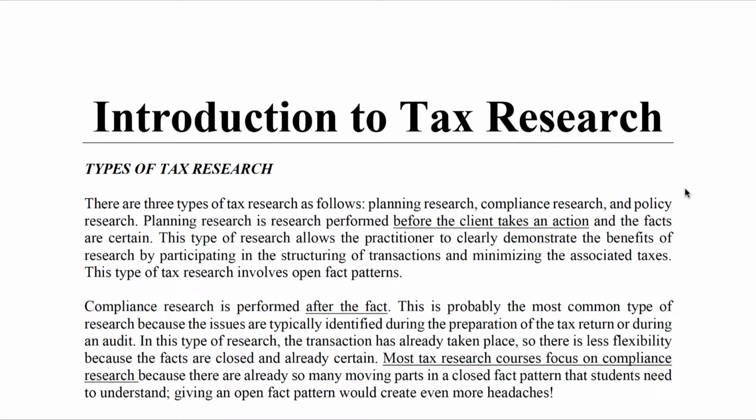Welcome to the Introduction to Tax Research. There are three different types of tax research. The first is planning research.